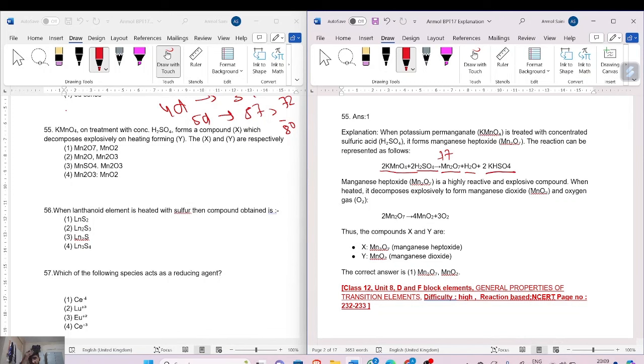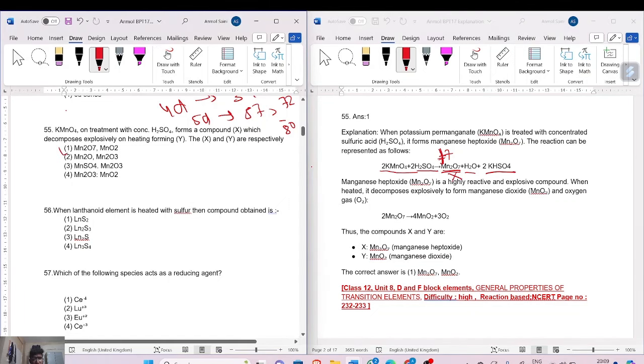Here Mn2O7 is highly unstable because Mn is in plus 7 oxidation state. So this is our X. Mn2O7 is our X, so option 1 will be correct. But we will check further also.